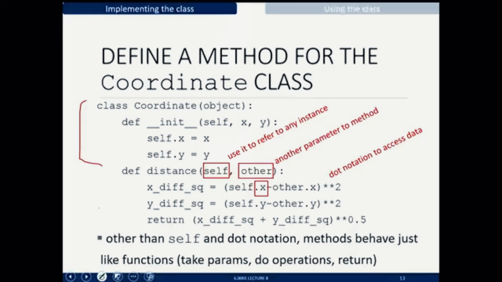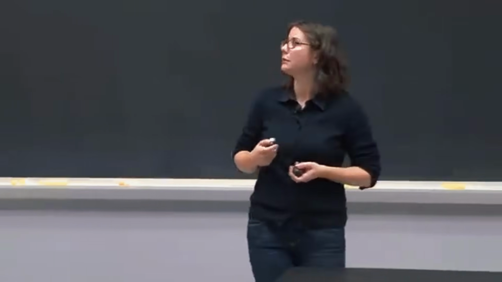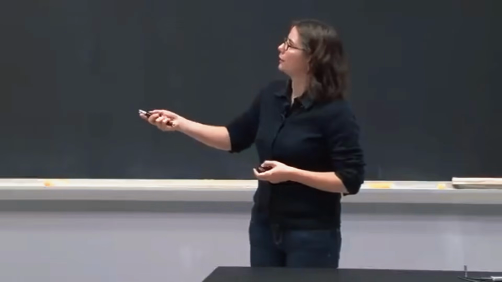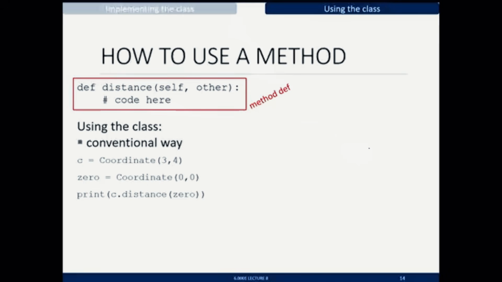So we've defined the method here, distance. Okay? So this is in the class definition. Now, how do we use it? So let's assume that the definition of distance is up here. I didn't include the code. But really all you need to know is what it takes. It takes a self and an other.